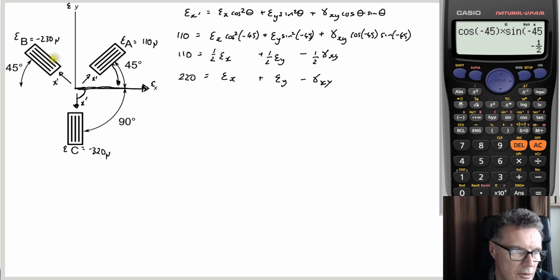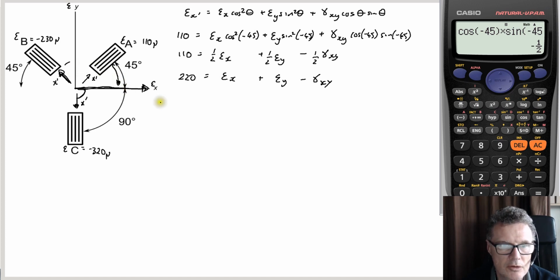Let's do B now. B is pointing off in this direction. How do I have to rotate this so it's pointing back to X? I have to rotate it a total of 135 degrees. It has a value of minus 230.